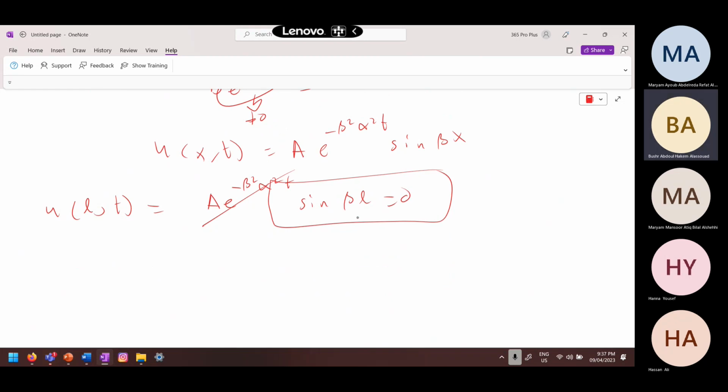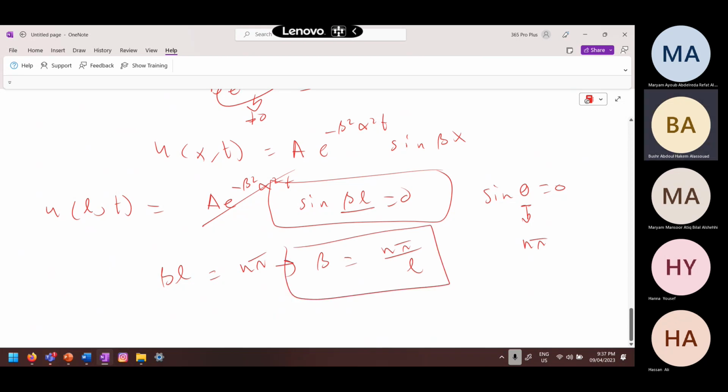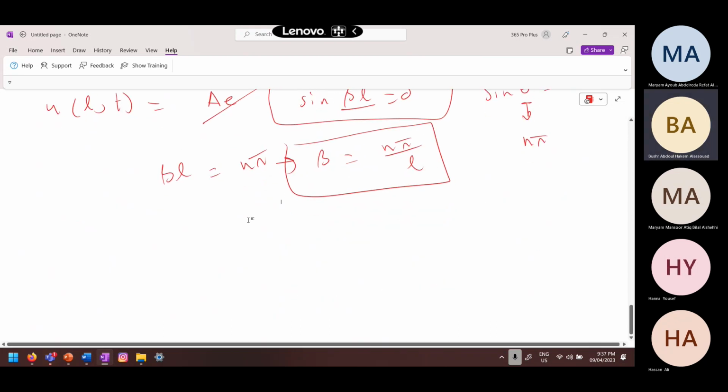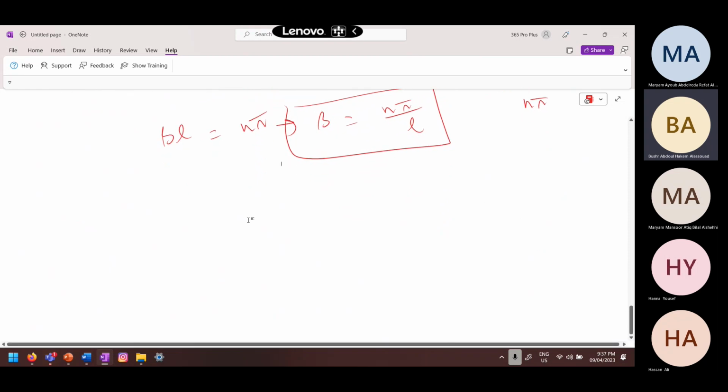Okay, so sine beta L equal to zero. And instead of using your calculator, especially since it's not allowed in our course, for sine theta to be equal to zero, theta must be equal to n pi. In our case, theta is equal to beta L. So beta L is equal to n pi. We need the value of beta, which is n pi over L. This is the solution of beta.